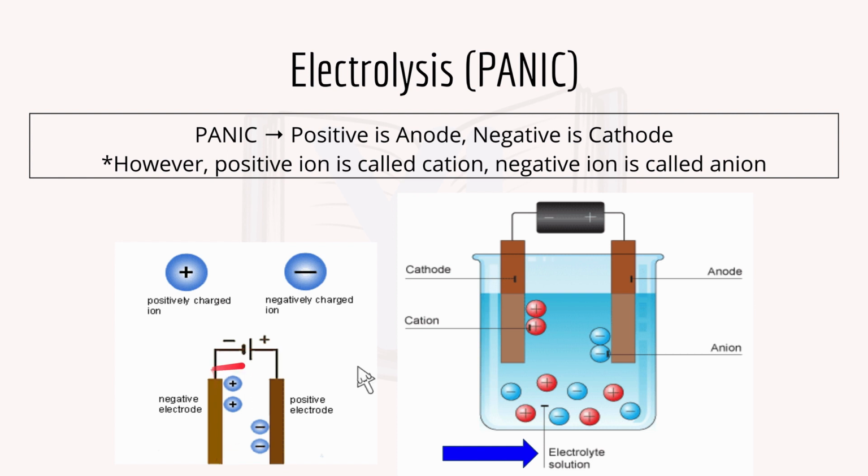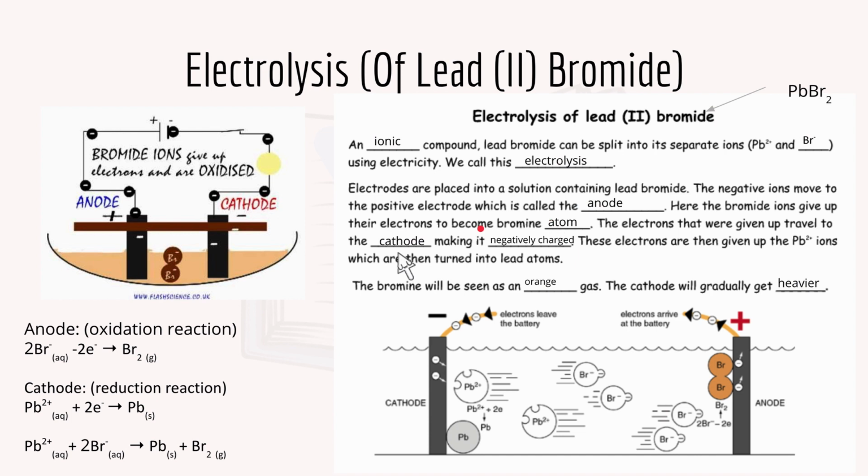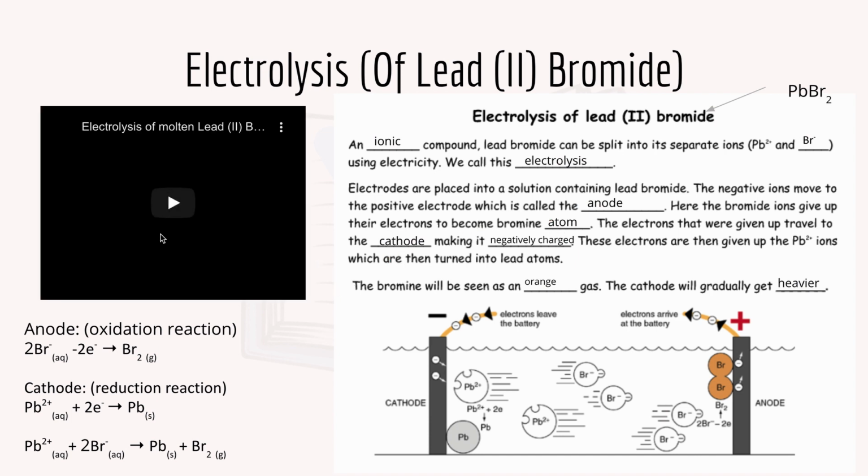And here's the setup over here: the electrolyte, the ions, the anode with the anions, and the cathode with the cations. So we'll move on to electrolysis of lead bromide. I'll just play this video as I talk about it.